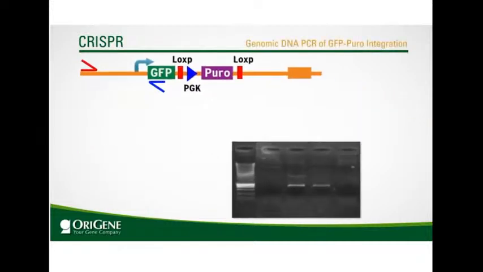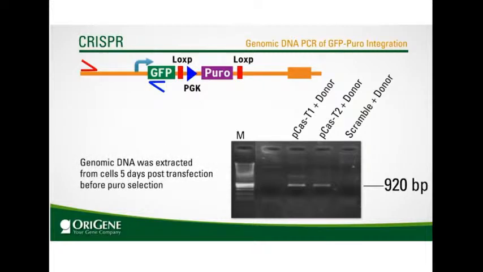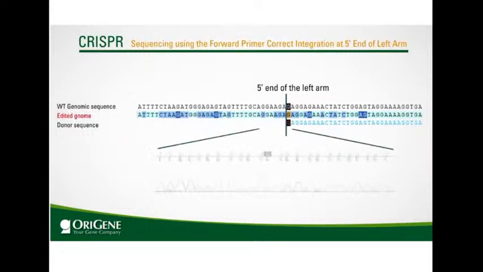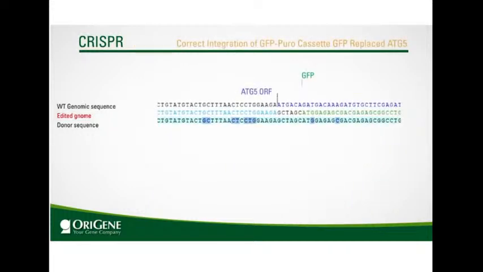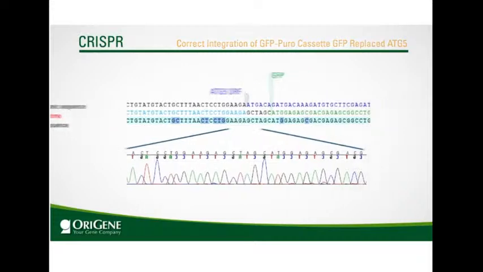In this example, knockout of the ATG5 gene was conducted by the protocol. Genomic PCR products of the correct size were amplified from the gRNA constructs, plus the donor co-transfected cells, and not from the scramble control transfected cells. The PCR products were further sequenced using the PCR primers to confirm the correct integration. Sequencing data using the forward primer shows the correct integration of the 5' end of the left homologous arm in the donor vector. The reverse sequencing primer confirmed the correct integration of GFP puromycin cassette. The original ATG5 gene was replaced with GFP.